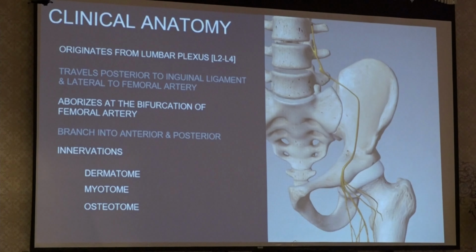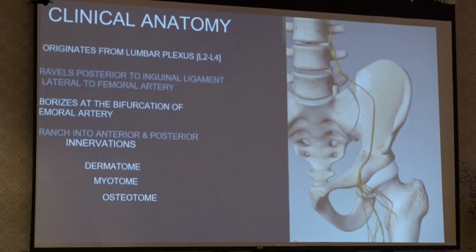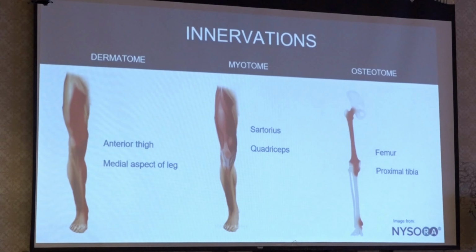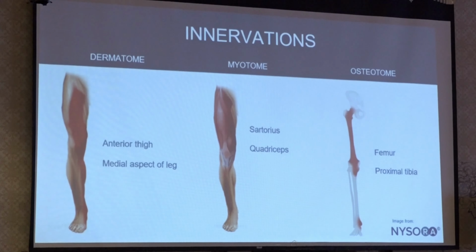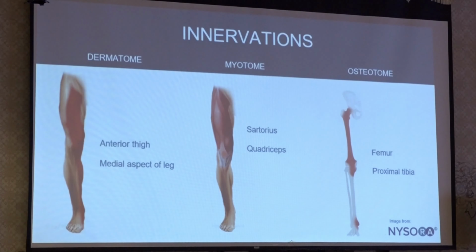As it branches into the anterior and posterior divisions more distally, it innervates all the anterior and medial side of the lower limb, giving innervation to dermatome, myotome, and osteotome. Now, this is one of the more important slides and points one should have knowledge of: the innervation of the femoral nerve. With this knowledge, you would understand better its indication as well as its limitation.